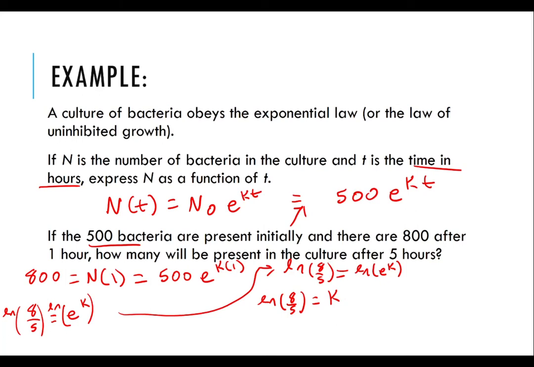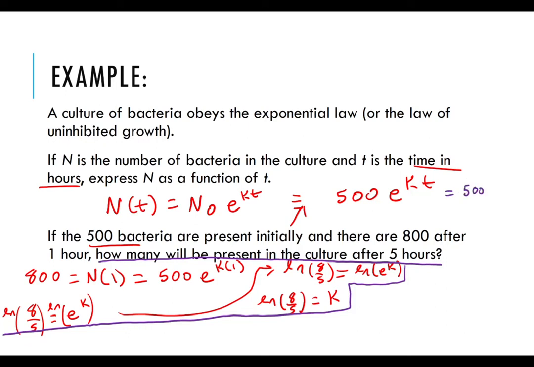So we've found the exact value here. But we haven't answered the question, because we want to know how many will be present in the culture after 5 hours. Well, what did we do? We just found our k value. And so if we found our k value, that means that now I really get my complete population growth formula. That is 500 times e to the natural log of 8/5 times t.